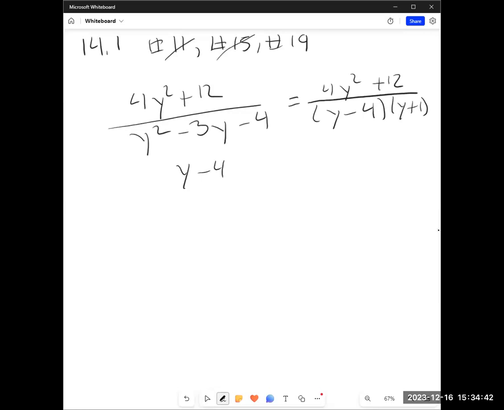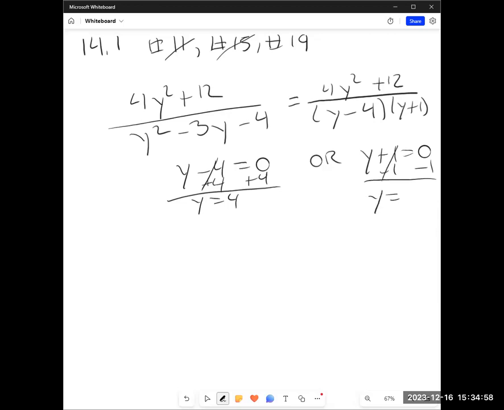y minus 4 equals 0, or y plus 1 equals 0. I'm going to add 4 to both sides here and get y equals 4. We're going to subtract 1 from both sides here and get y equals negative 1. And when we have our box to fill in here, we're going to get negative 1 comma 4.